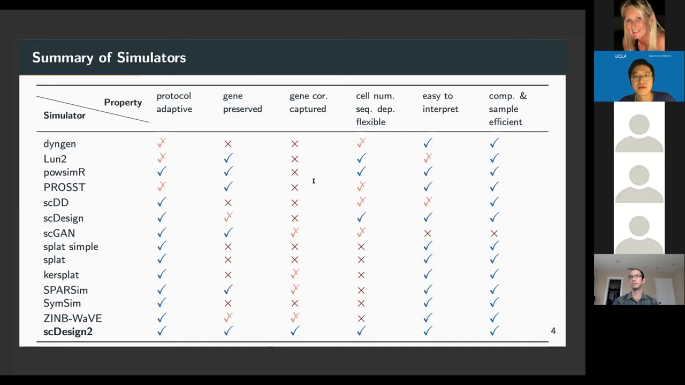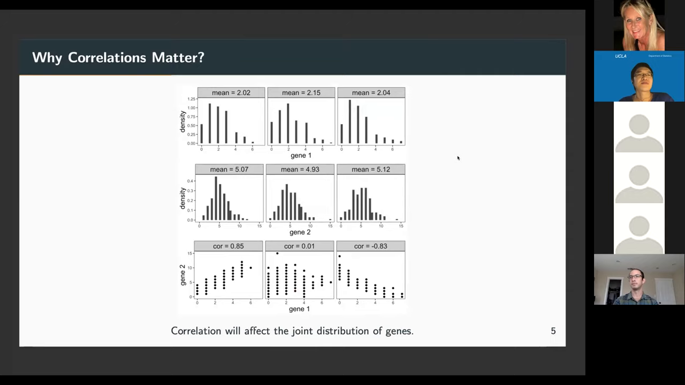Okay, so here I want to briefly talk about why the correlations matter. And you can see that from this toy example, where, in the last row, I have generated three different configurations of the joint distribution of gene one and gene two. In the first case, these two genes are highly positively correlated. In the second case, they are independent. And in the last case, they are highly negatively correlated.